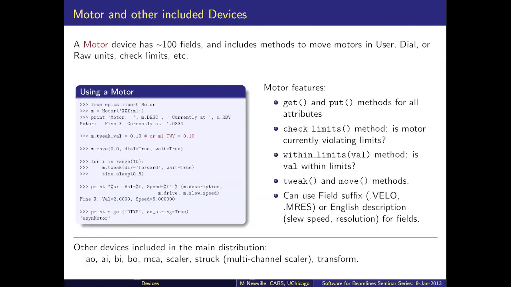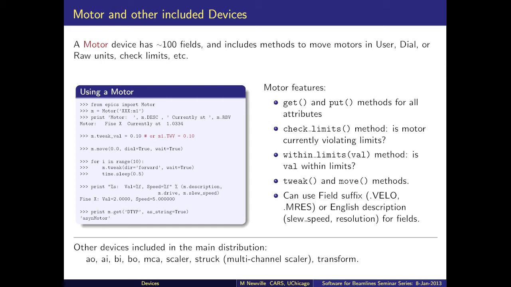OK, so the final device that's worth talking about is the motor. A motor record has about 100 fields or so, and we use motors a lot. So there's a motor device that maps those. And you can move the motor either in user, dial, or raw units. And you can check limits and so on. So you can get input or use the attributes for description or RBV and so on.